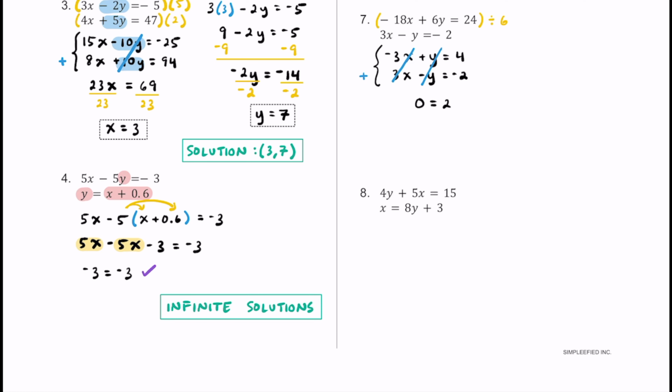equal positive 2. So again, this is a false statement, so this means that these two lines would also be parallel to each other. Since this is a false statement, we can say that there is no solution for this system because these two linear equations would never cross each other.